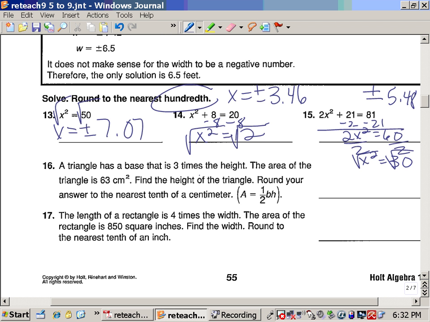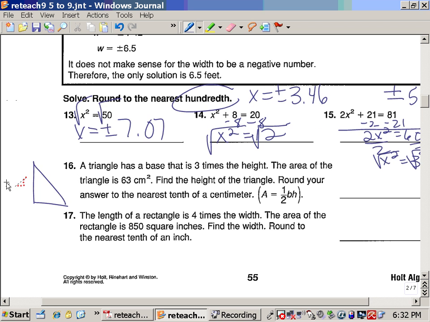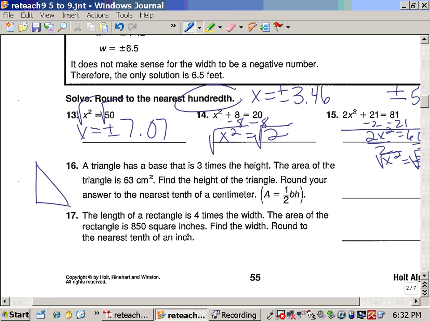All right, let's work on a couple of word problems. A triangle has a base that's 3 times the height. I'm going to draw a picture over here. Okay, the base is 3 times the height. So if this is the height, then the base is going to be 3 times the height. Find the height of the triangle if the area is 63.